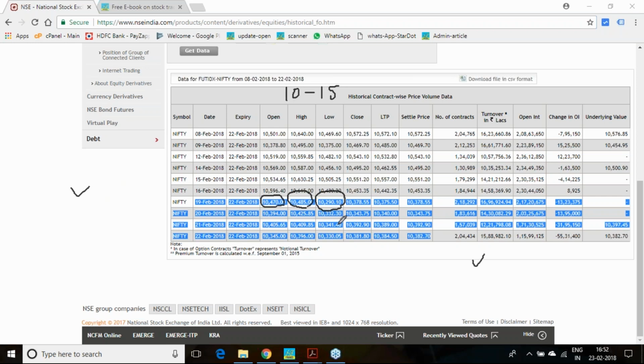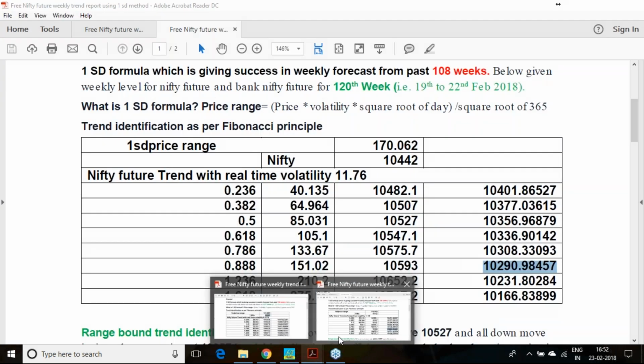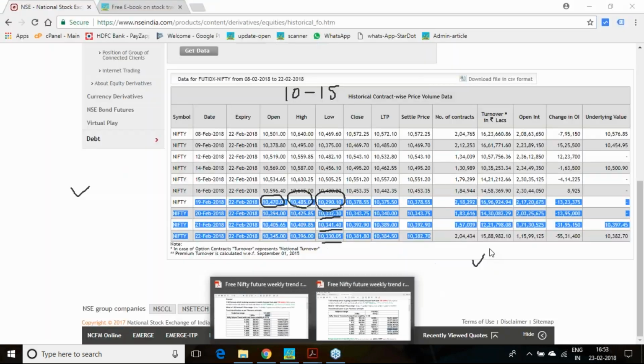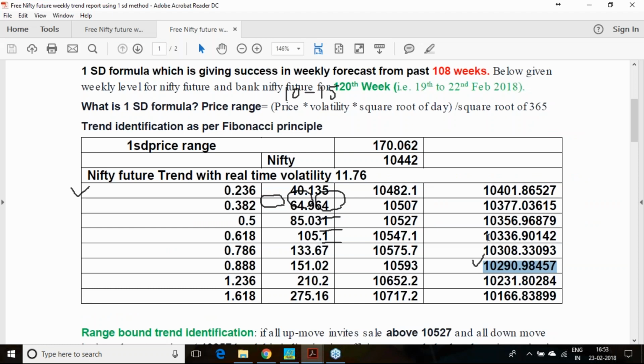Then all the days' lows, 10,332, 10,341, 10,330. If you take all the lows of this expiry week and compare with the report, they fall between the 0.618 and 0.86 levels. Throughout the week at no point of time did your stop loss trigger. So this was a good week wherein you got great success, around 110 points in the future.